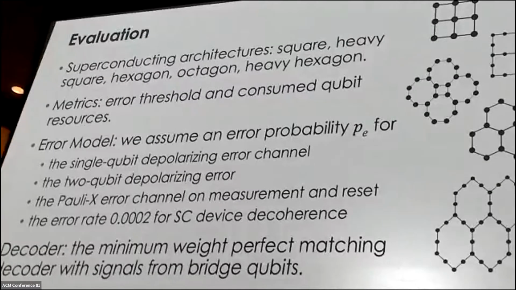Finally, for the evaluation, we consider 5 superconducting architectures from IBM, Google, and other vendors. The main metric here is the error threshold of the implemented quantum error correction code. As you can see, a quantum error correction code with a higher error threshold can be implemented on a more noisy quantum device and can have better capability to correct quantum errors.